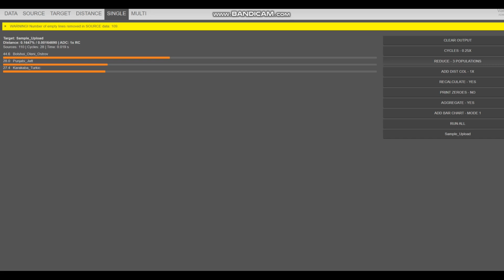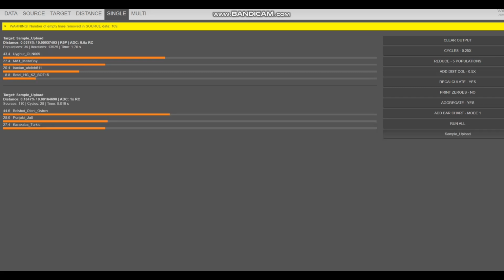What if we reduce that to 5 populations and set distance column to 0.5? We see something very different now. Now we see him getting modeled as a mixture of Uyghur plus one quarter Mal'ta boy, so Mal'ta boy is ancient North Eurasian, plus a little bit of Iranian, plus a little bit of Botai hunter-gatherer from Kazakhstan. I don't really like this model too much. Let's reduce that to 3.